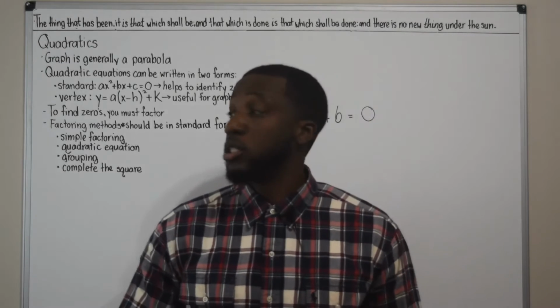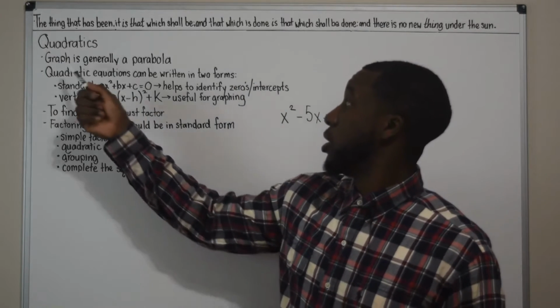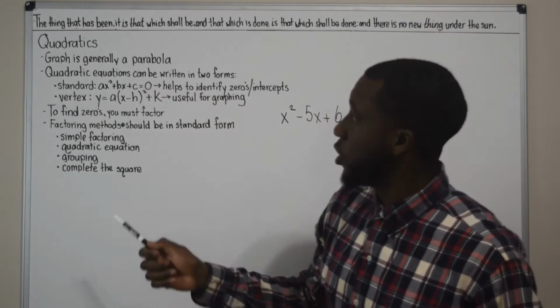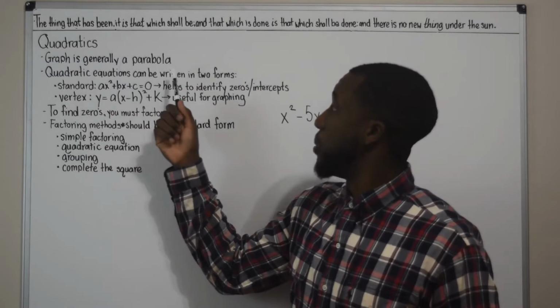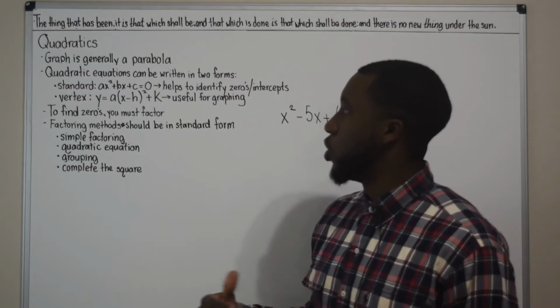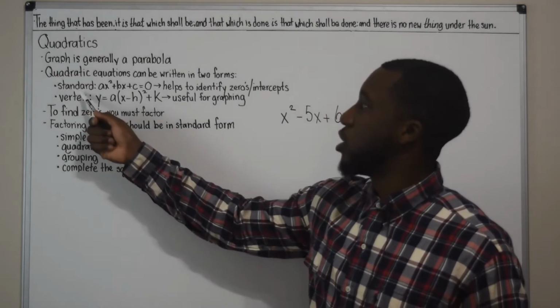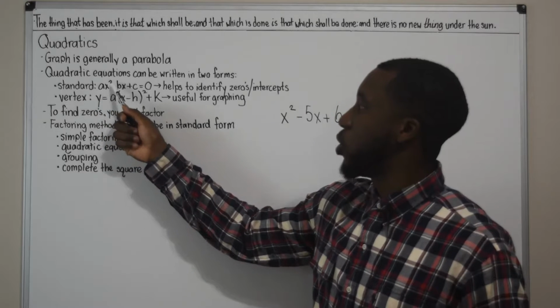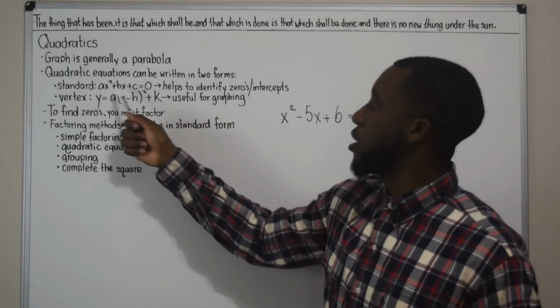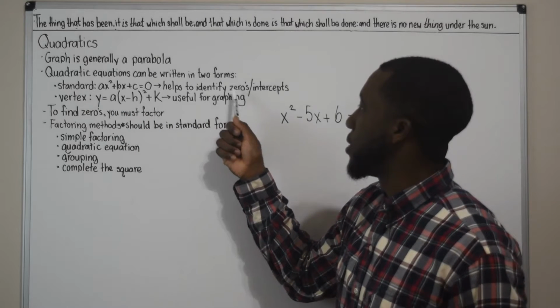All right, quadratics. The graph of a quadratic is generally a parabola. Quadratic equations can be written in two forms, and you're going to use these two forms as you're working throughout this unit. So you have the standard form. The standard form is ax squared plus bx plus c equals 0.